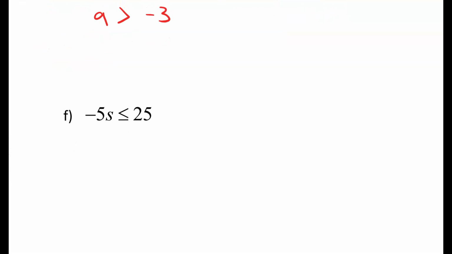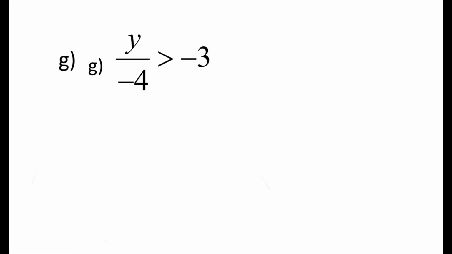For F, it has a negative 5. Remember the rule, if you are dividing or multiplying by a negative, you are changing your symbol in the middle. So you're changing the direction that it is facing when you are multiplying or dividing by a negative number. I'm going to leave that one for you to complete, and then check the OneNote once you've completed that to make sure you've done it correctly.